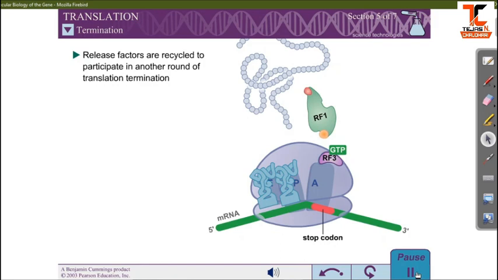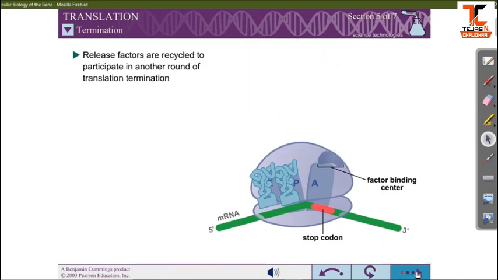This causes the Class II release factor to push the Class I release factor off the ribosome. The release of the Class I release factor allows RF3 to interact with the factor binding center, which stimulates RF3's GTPase activity. GTP is then hydrolyzed on the Class II release factor. The Class II release factor GDP complex then releases from the used ribosome.